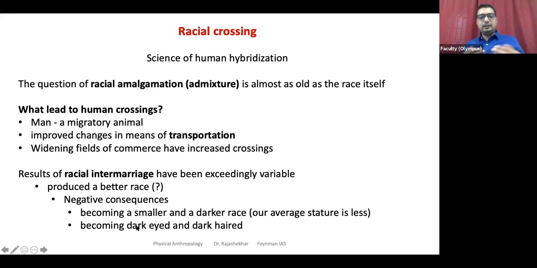Racial crossing is crossing between different races, like Africans and Americans, for example. So the concept is not too complex. Racial crossing refers to the science of human hybridization, creating human hybrids. So intermixing, basically. Various terms are used. Sometimes they use the words racial amalgamation or racial mixture, which has been happening for as long as the races have existed. So this is an ongoing process since ancient times that race crossings are happening.